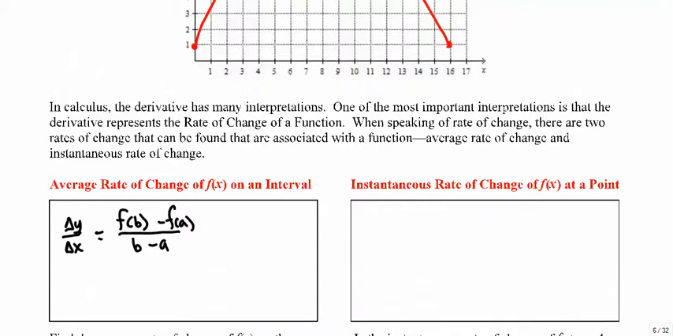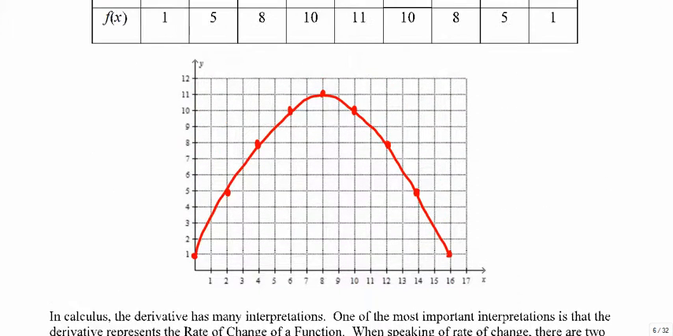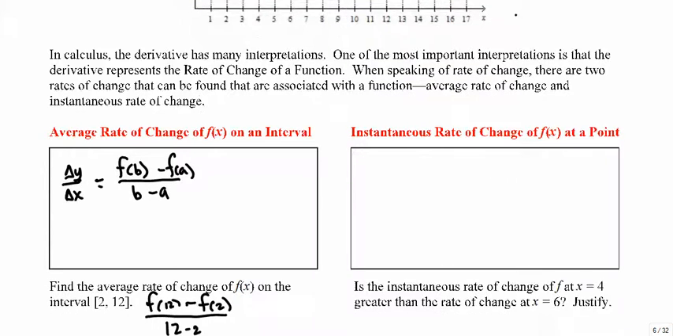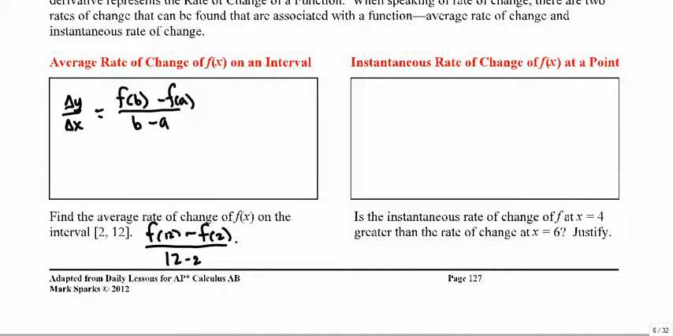Now let's go back up to the picture. We have the value at 12, the value at 2, and basically what it's asking you to do is to calculate the slope of the secant line that goes through that. All right, so when we do that, we end up getting 3/10.